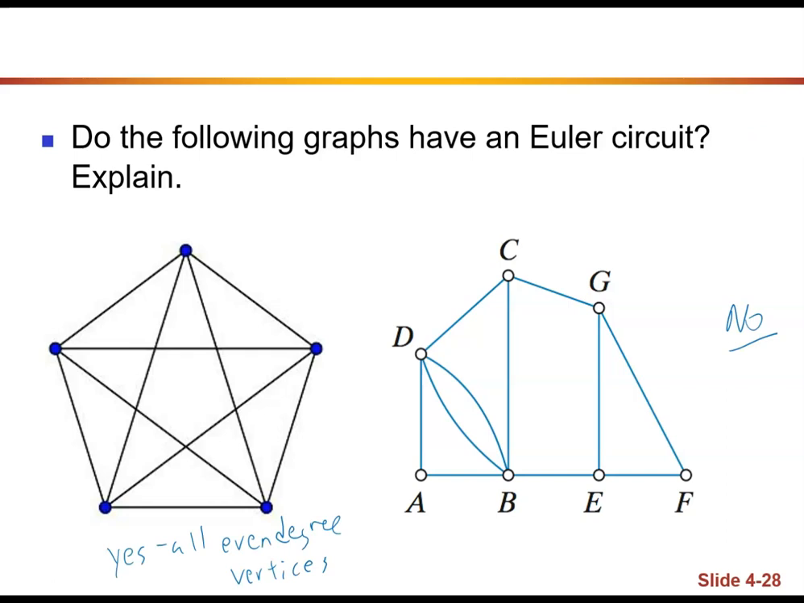All right, so hopefully you got yes for the first one on the left there. That's because all even degree vertices. And the one on the right is no. And why is that? Well, I'll just pick out the ones that kind of ruin it for us or make the answer be no. There should only be two odd vertices.